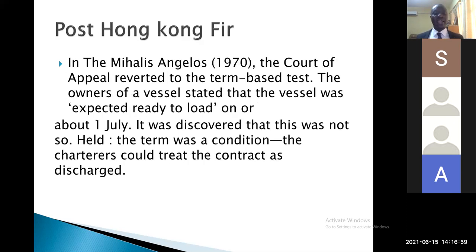So if you look at cases like the Mihalis Angelos, the Mihalis Angelos is another case which involved a charter party relating to the hiring of a vessel. The vessel was called the Mihalis Angelos. And the Court of Appeal seemed to have reverted to the old approach, that is, whether you treat it as a condition or as a warranty. Yeah, so I would like you to look at the Mihalis Angelos.